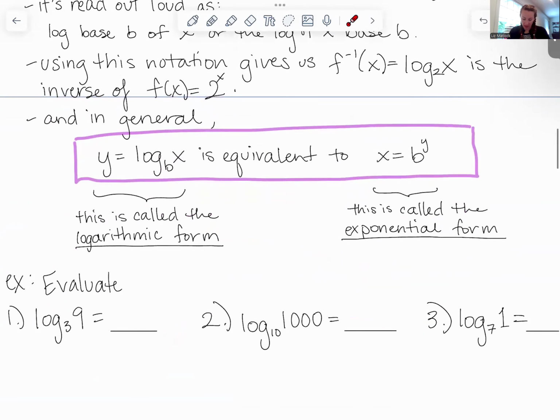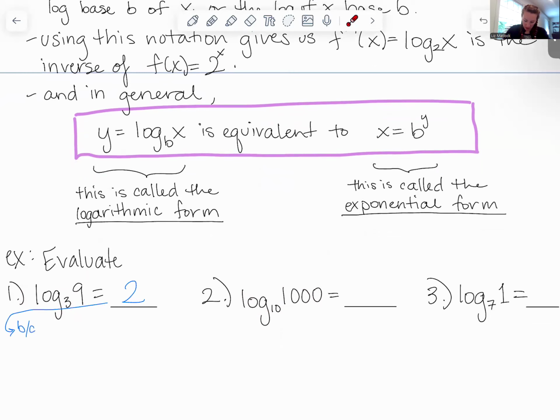So let's evaluate each of these. We're trying to get a number answer, and these are not such that you can just plug them into your calculator. This one you could. But most calculators do not allow you to change the base here. Some do, but a lot don't. So you should be prepared to evaluate these without the use of a calculator.